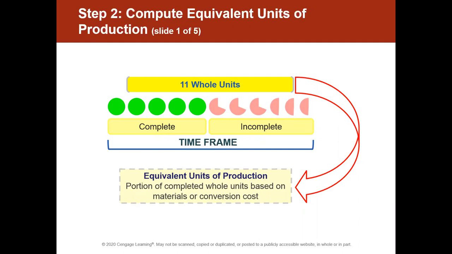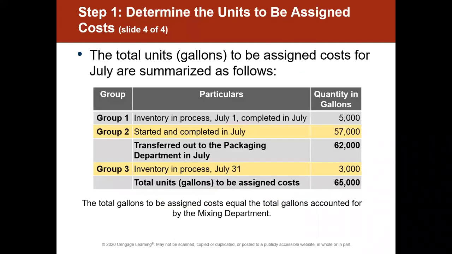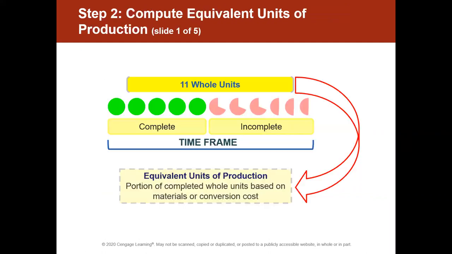We know that there's 3,000 units worth of stuff sitting there, but to calculate their cost as of right now, to say that it's a full 3,000 units times their whole cost would be inaccurate because not all of the materials and labor have been put into them. So they're partial units. What we have to do is deal with this concept called equivalent units of production, which is a portion of the completed whole units based on the materials and conversion costs.